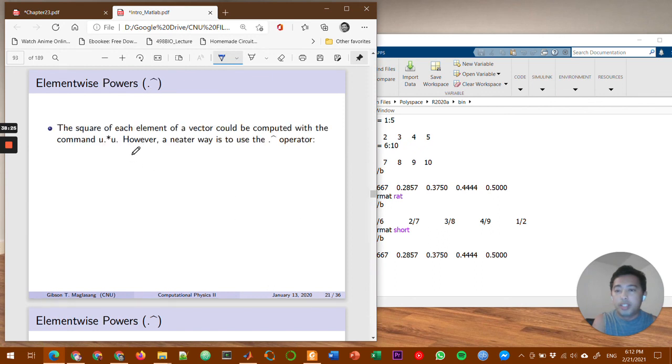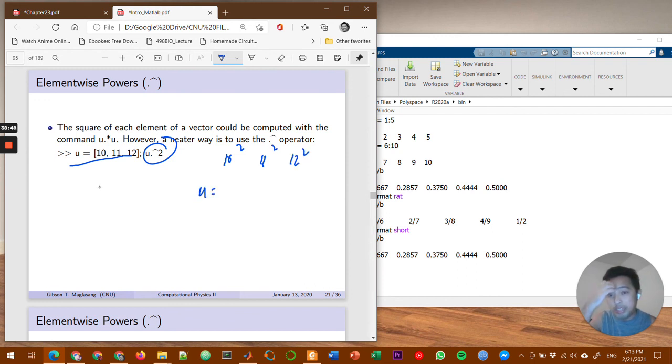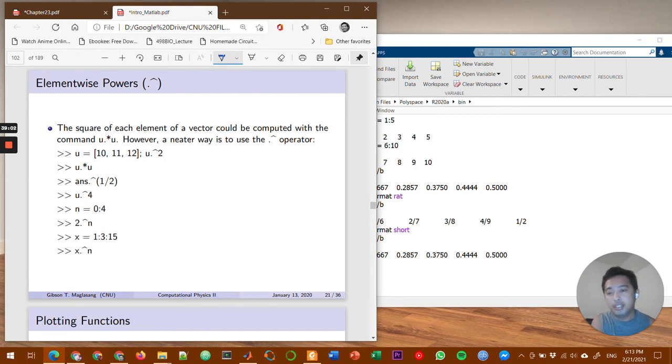The next is similar, still element-wise. Each element is raised to the power of something. For example, if you have this, that's a square, so each element is squared. You have 10 squared, 11 squared, 12 squared. The result in your vector, you can actually try that in MATLAB: 100, 121, 144. Okay? The same goes for other powers. So try it and explore it in MATLAB.